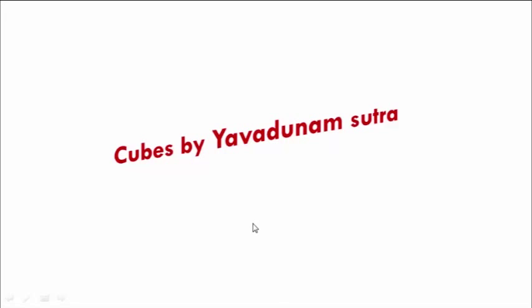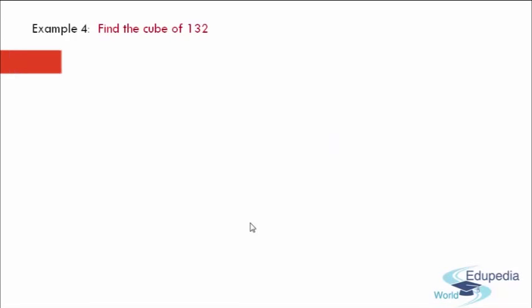The example that I am going to take in this session is: find the cube of 132. So friends, in order to find the cube of 132 by using Yavadunam Sutra, we have some parts of the process that we have to do. So now let us see what is the first part of the process. The first part is the process of the left part.